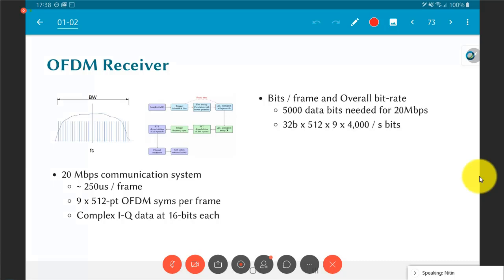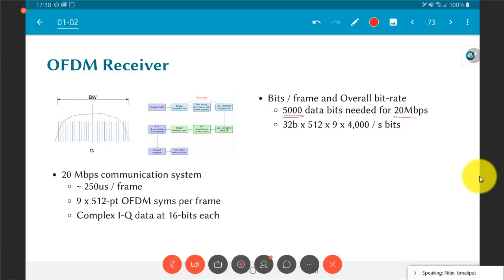So if I look at the numbers, basically what it comes down to is, if I have 5000 data bits per frame, I will be able to achieve 20 megabits per second, because 5000 data bits per frame times 4000 frames per second is 20 megabits per second, right? So that is the kind of computation that I'm interested in.